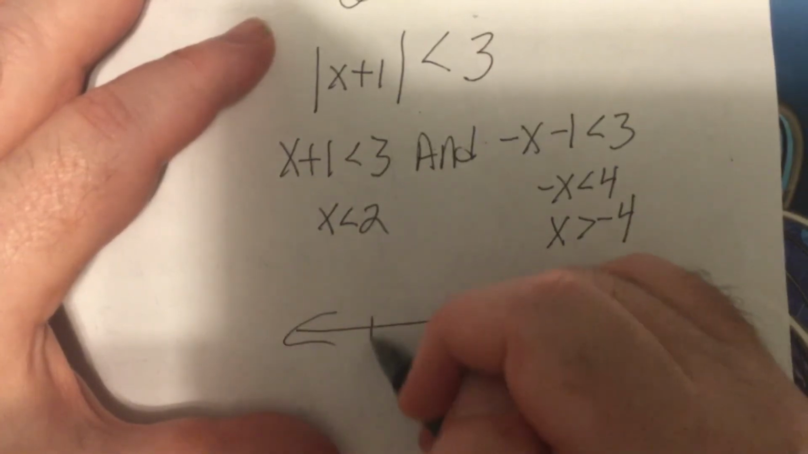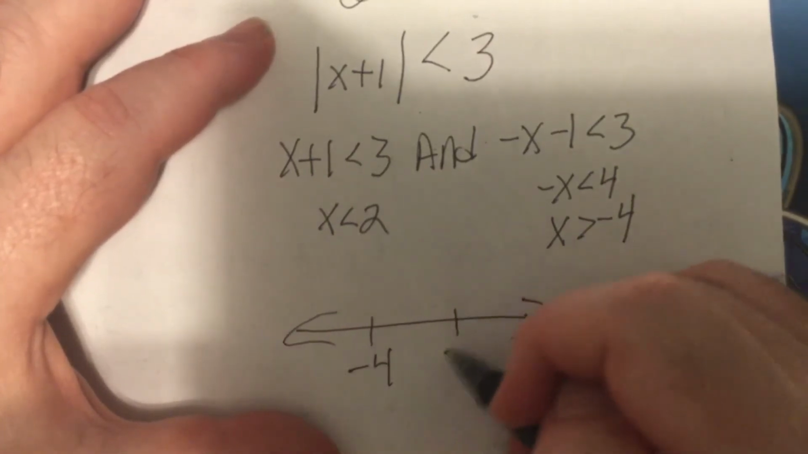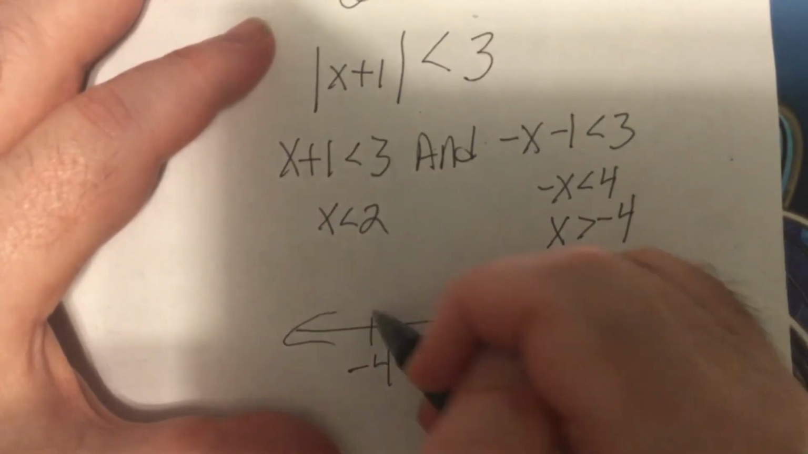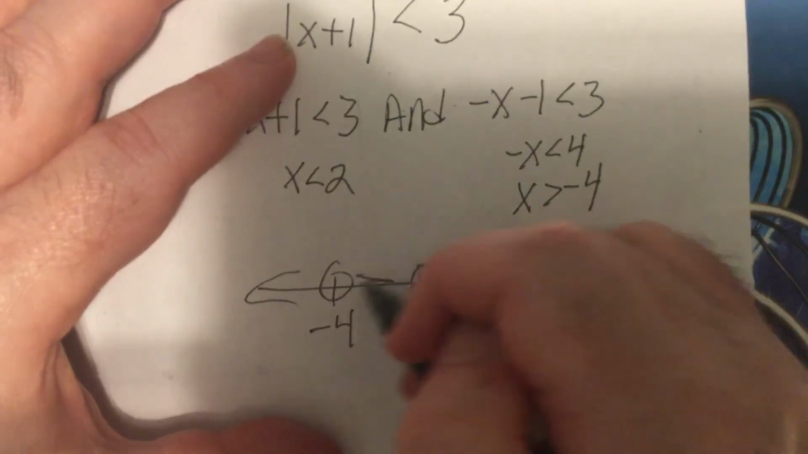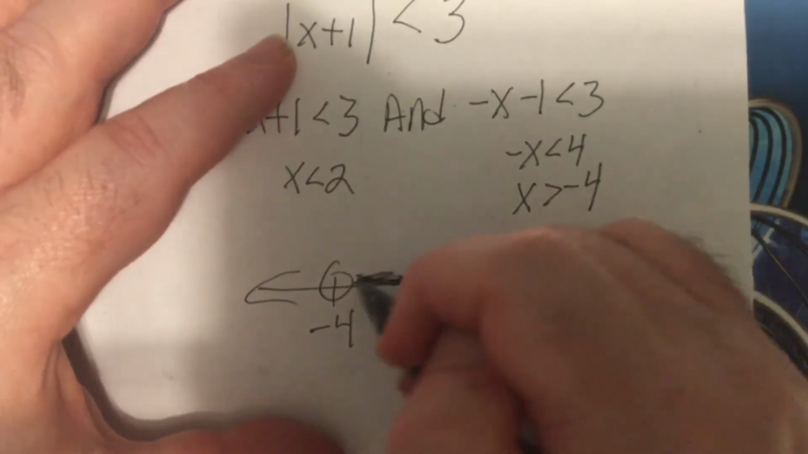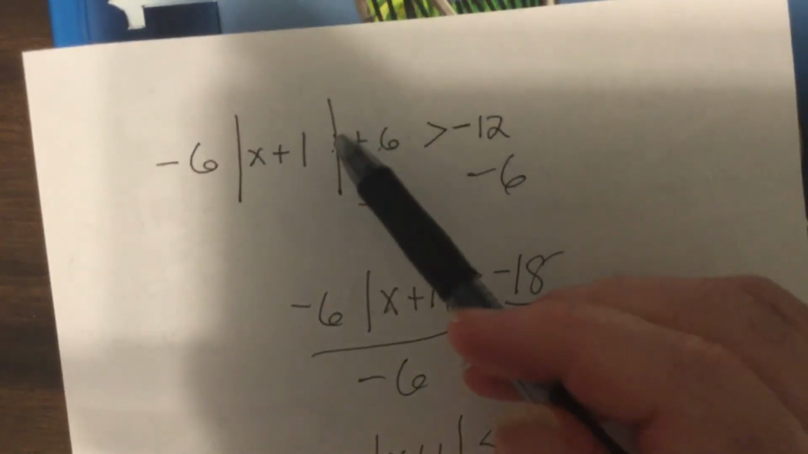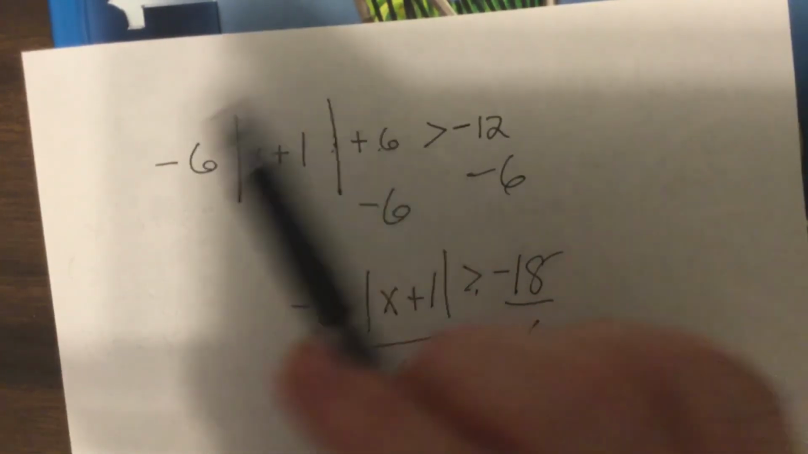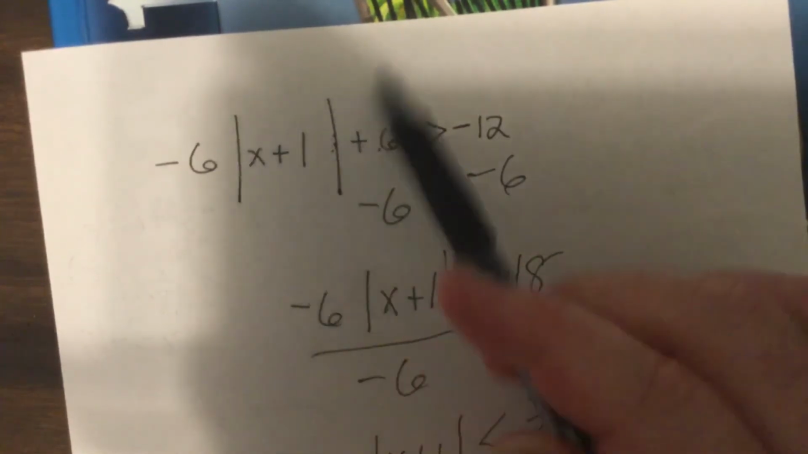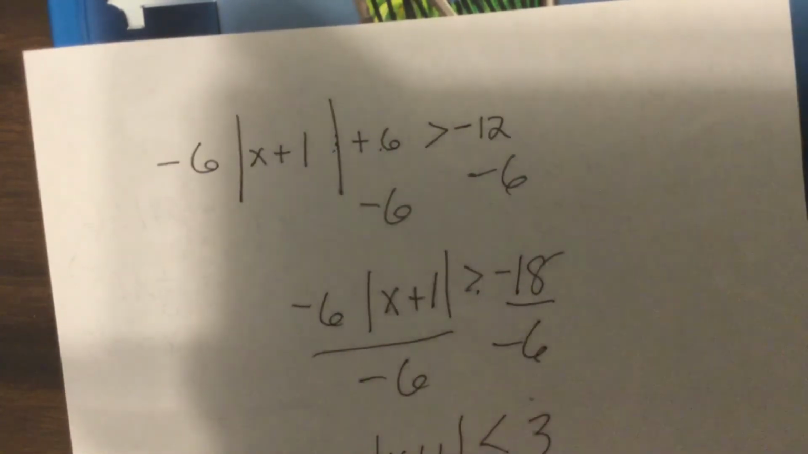So it's everything between negative 4 and 2. Open dot, open dot. Did I mess up? Nope, it is no equals. So it's greater than at the start, but less than at the end. So if you ever have stuff outside the absolute value, get it away. Get the absolute value by itself first and then solve it.